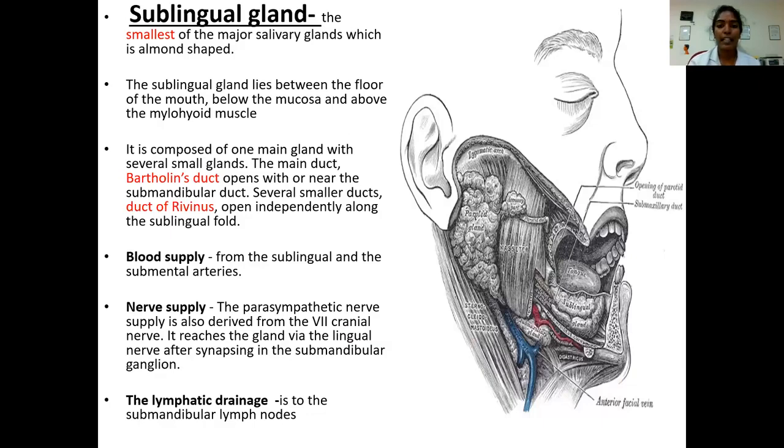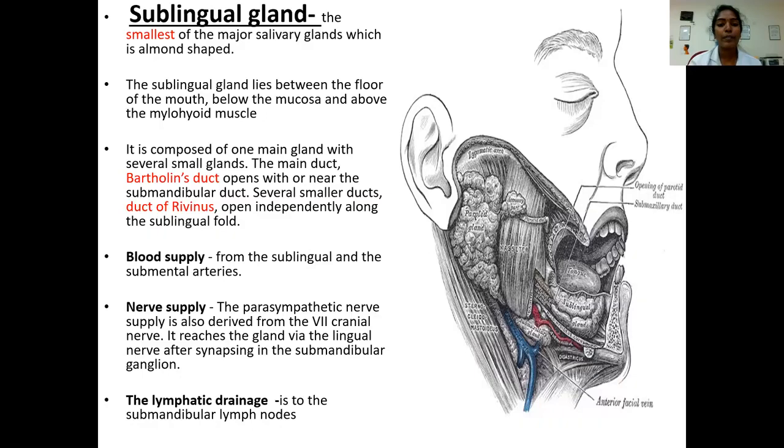The sublingual gland lies between the floor of the mouth, below the mucosa, and above the mylohyoid muscle. It is composed of one main gland, with several small glands. The main duct, the Bartholin's duct, opens with or near the submandibular duct. Several small ducts of Rivinus open independently along the sublingual fold.